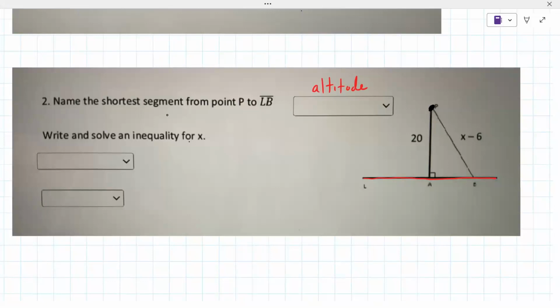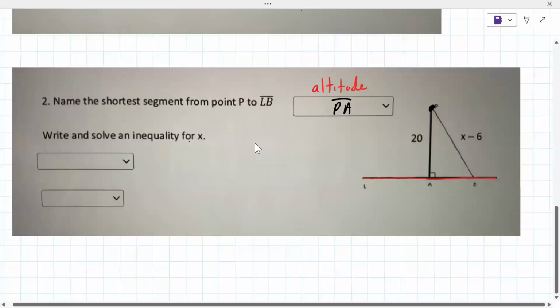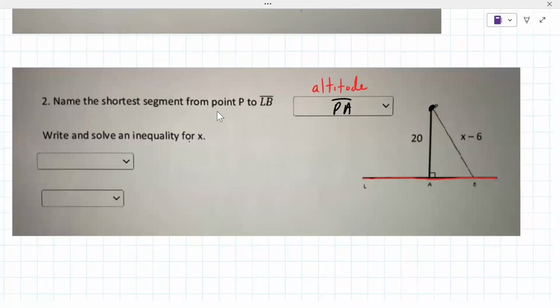Now, I don't know what's in the drop down. It may just be the segment PA, or it may say altitude PA. Yeah. Segment PA.